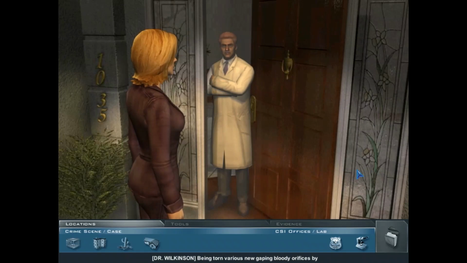Being torn various new gaping bloody orifices by my wife, thanks to you people. Still in my garage, isn't it? You need to look at it? I'll walk you back there. Anything is better than staying in the path of my wife's tongue.